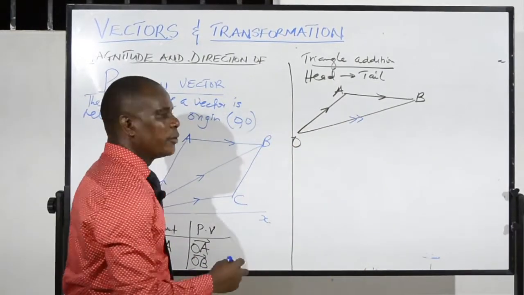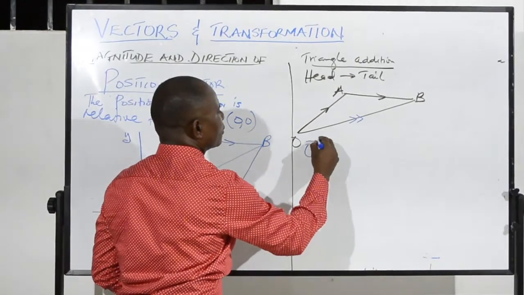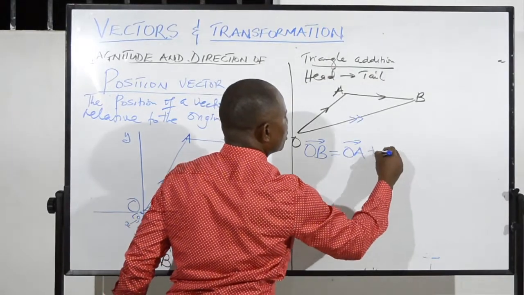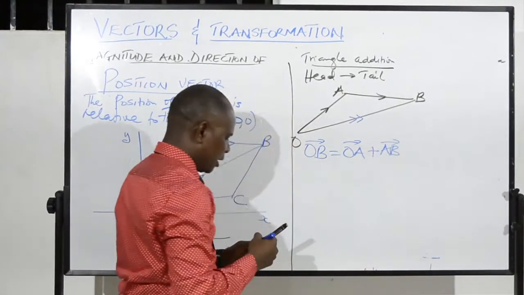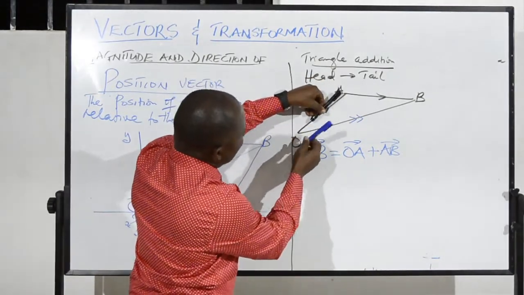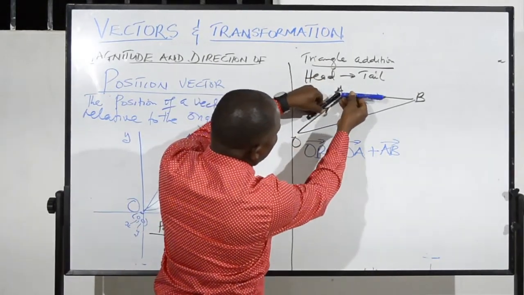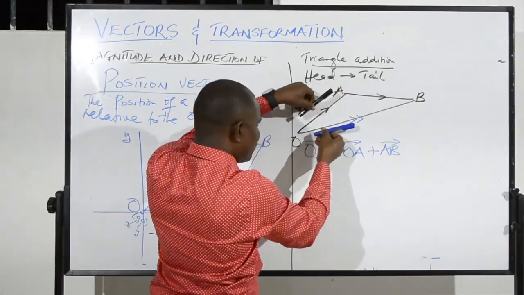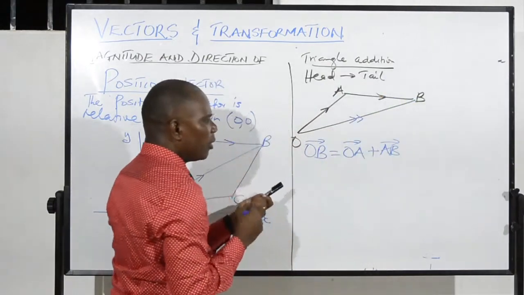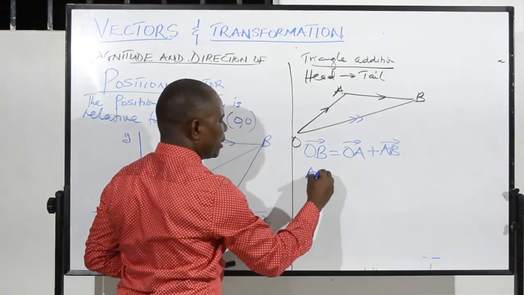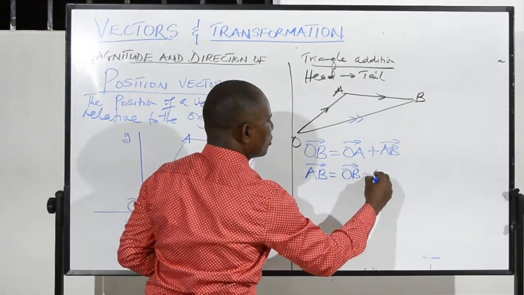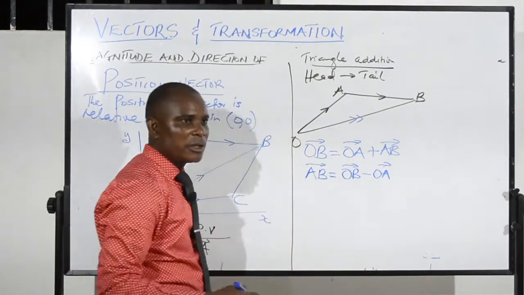So for finding the vector OB, it is supposed to be equal to OA plus AB. I have maintained the rule that the head of one vector follows the tail of the other to give me this vector here. So now if I want to find AB, I've moved, AB is equal to OB minus OA.